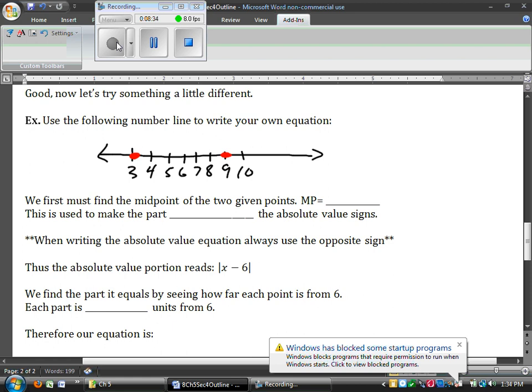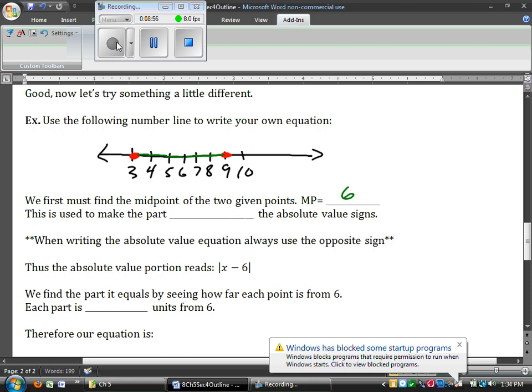Okay? So we first have to find the midpoint of the 2 given points. You start at 3 and 9, and you cover up each side. You can come in 1, come in 1, come in another, another, another, another. You can see they meet at 6. So our midpoint is 6.